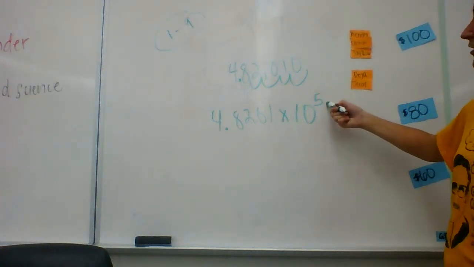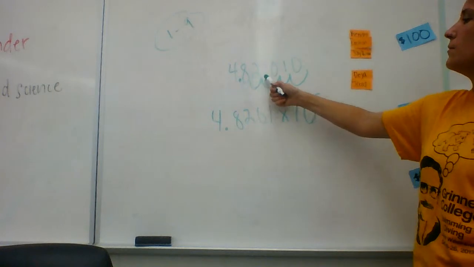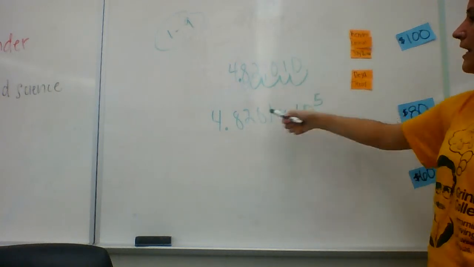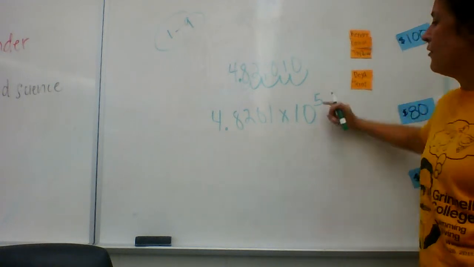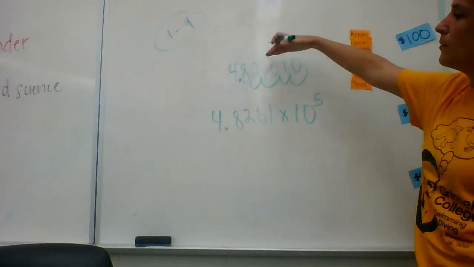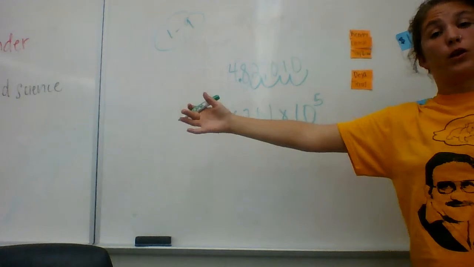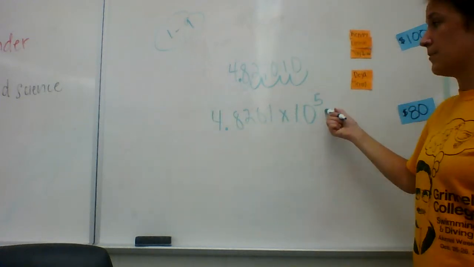It's 10 to the 5th power because I moved it 1, 2, 3, 4, 5 times after I put my decimal point here, just like I have it here. I know that it's a positive 5 because this number is 482,000. That's a very large number, so I need a positive exponent.